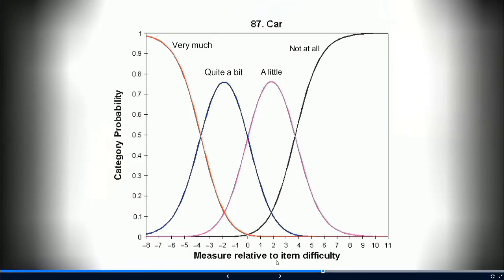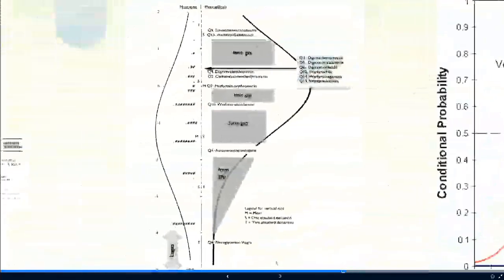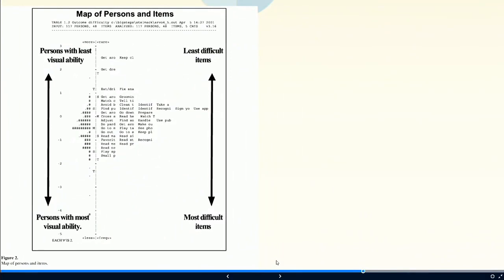And then quite a bit and a little and not at all. So what this tells us is that this item was good. It represents the full range of the theta that we're trying to measure. So here's visual acuity or visual ability, and these are visual test items. You can see that this is much more balanced, as per Kurt's question, that the people who are being tested are very, very well measured by the items that we're using to test them with.